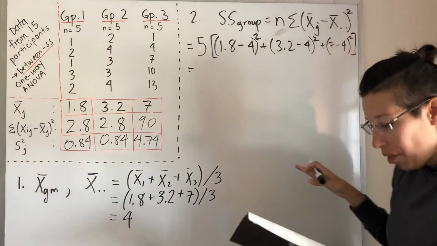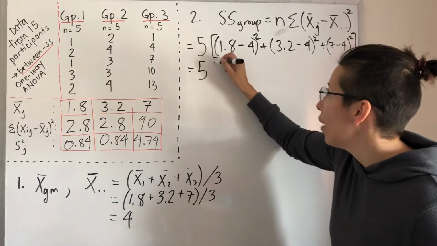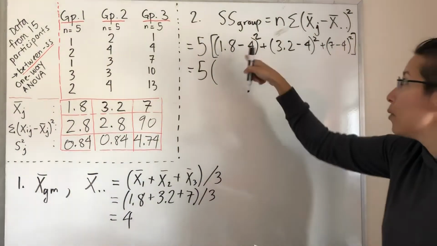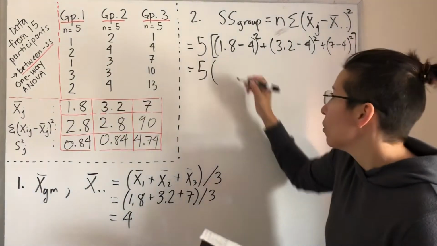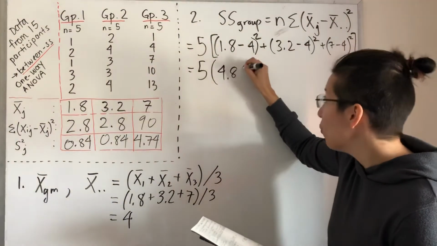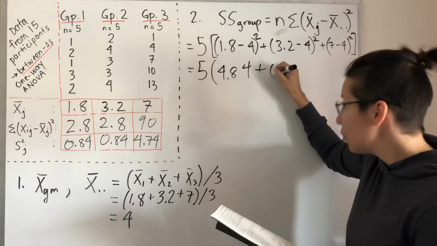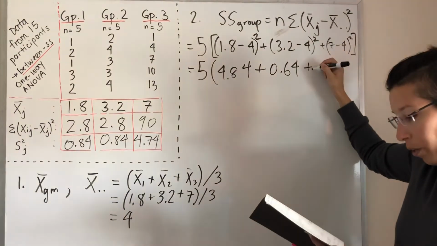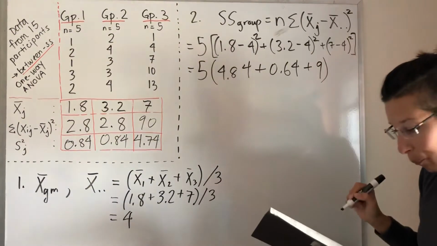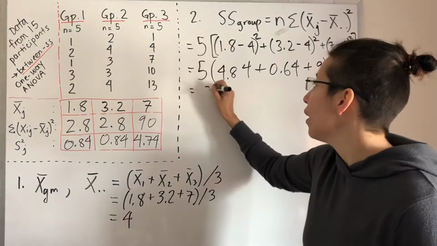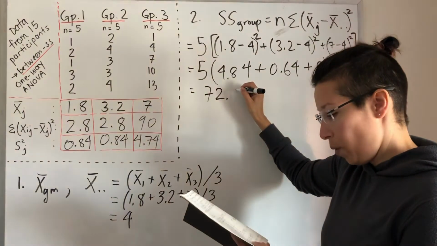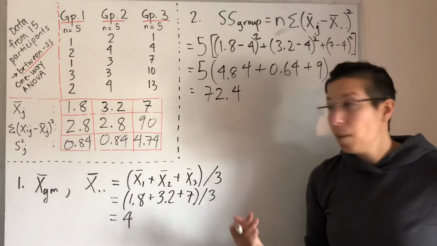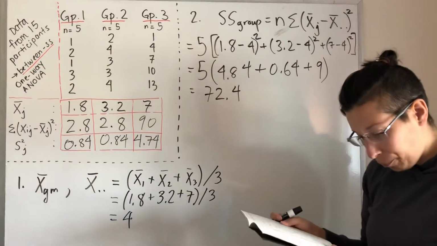Okay, so when you do all that, we have 5, and then I'll just put what I got for the individual squares. I got 4.84 plus 0.64 for this one, and then for the 3 squared, okay, spoiler alert, I got 9, and that equals 72.4 when we add all that up together. So that is the sum of squares group that'll help us to compute the ANOVA.